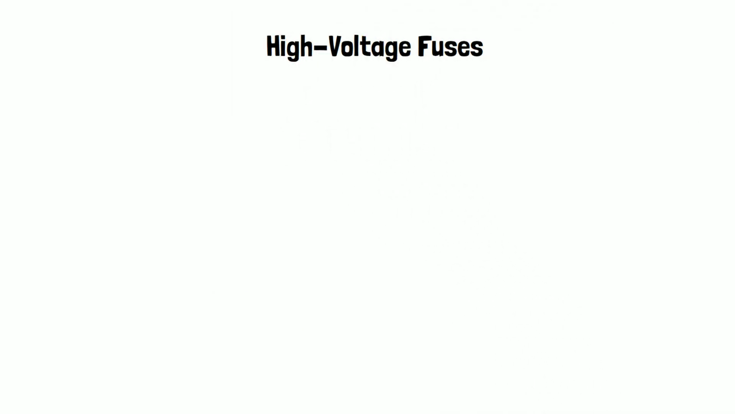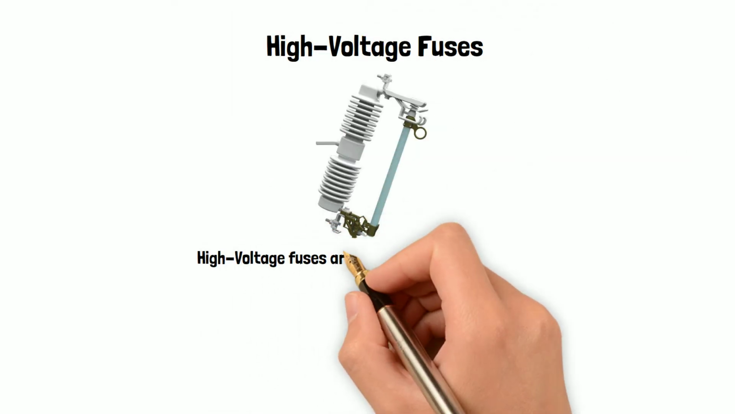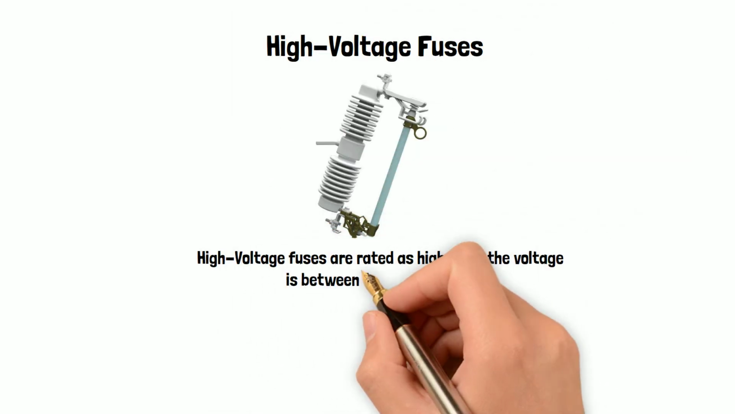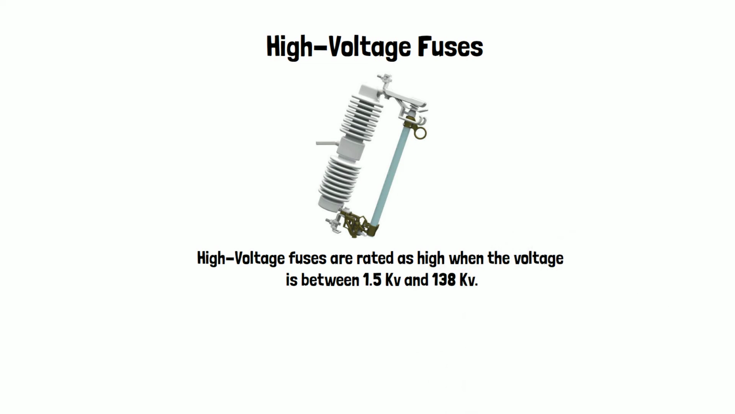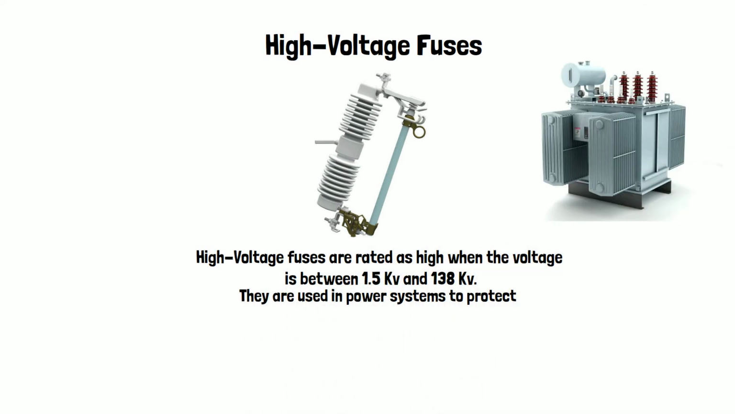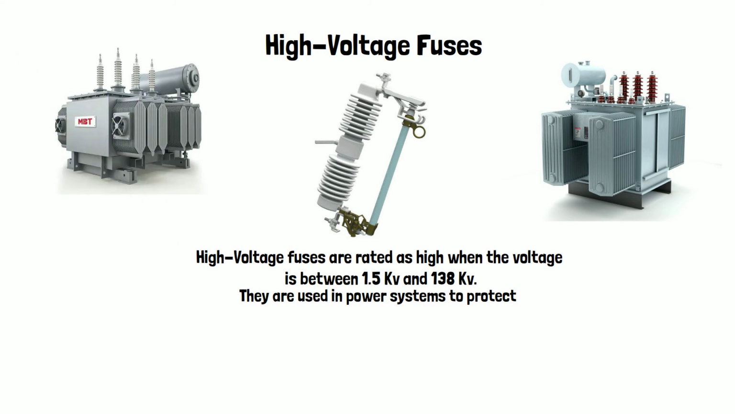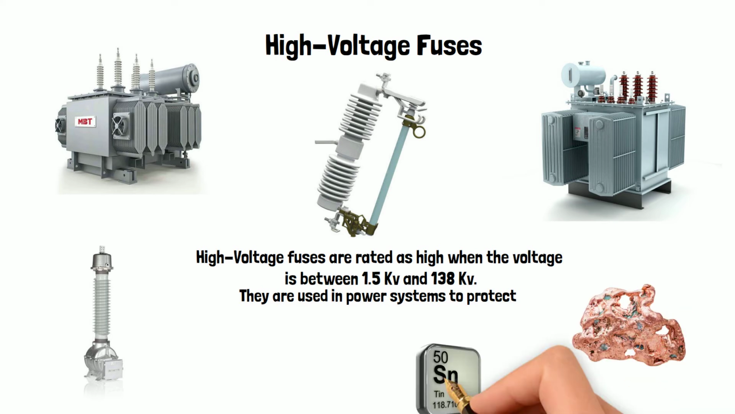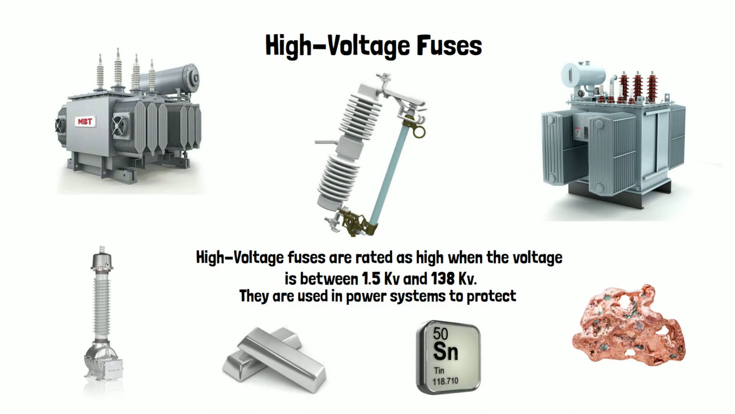High voltage fuses. High voltage fuses are rated as high when the voltage is between 1.5 kV and 138 kV. They are used in power systems to protect the power transformer, distribution transformers, and instrument transformers, where circuit breakers may not be able to protect the system. The element of a high-voltage fuse is generally made of copper, silver, or tin. However, high-voltage fuses come in 3 different categories.